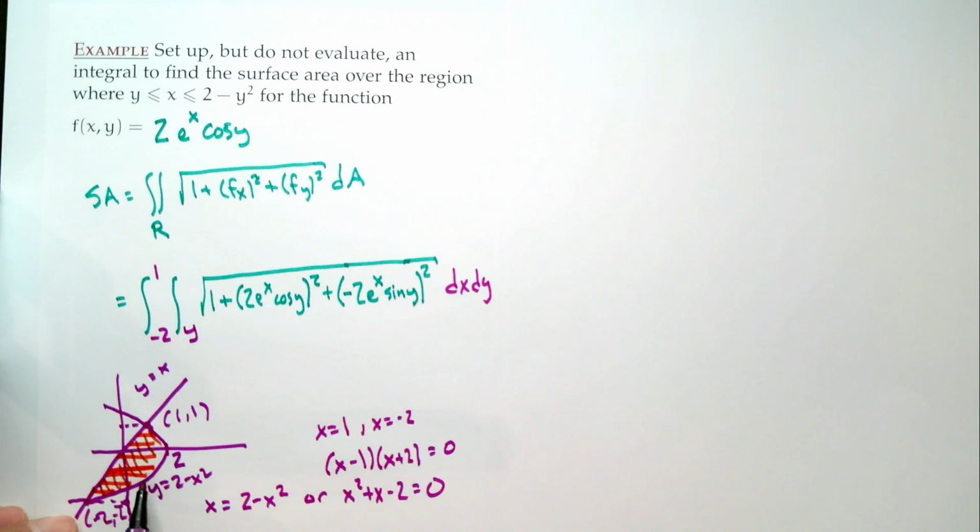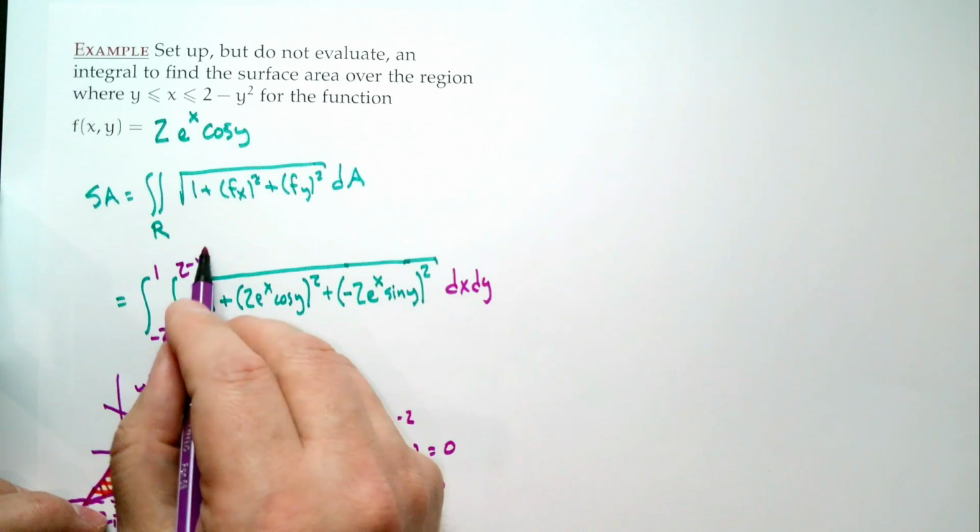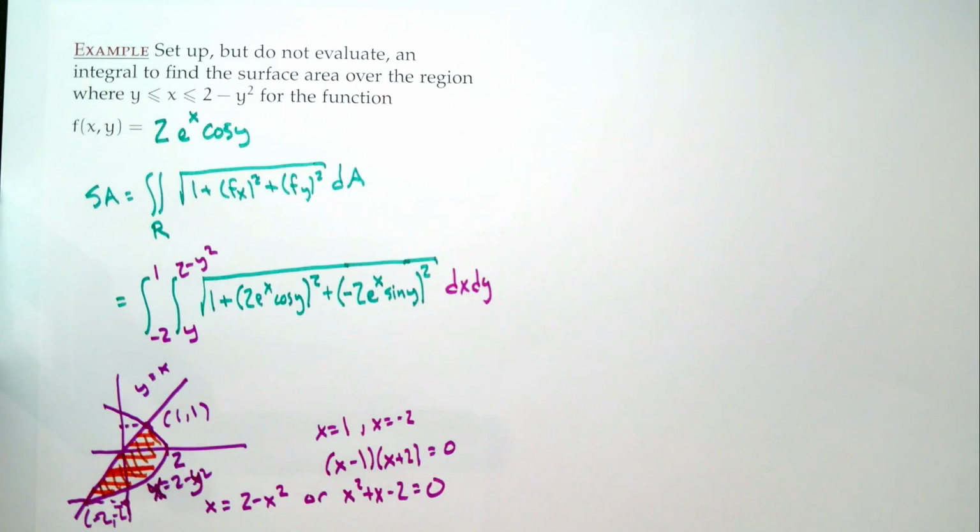The right-hand side is, whoops, I said the right thing, but I wrote the wrong thing. That should have been x equals 2 minus y squared. Right-hand side, 2 minus y squared. My copying skills are subpar today. Double check the work. Okay, so there's the integral.